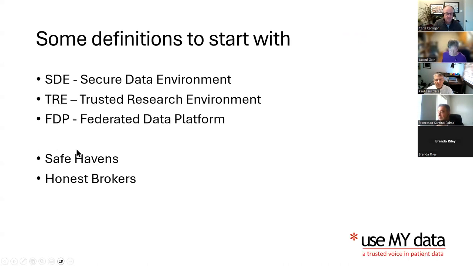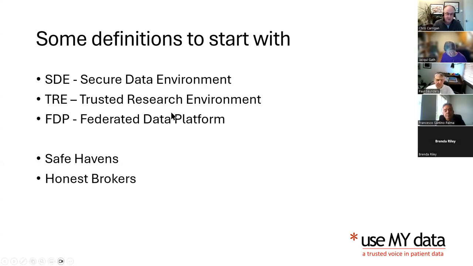So first of all, what do we mean? I try not to use acronyms, but I pasted them in there because that was what arrived in the email that came to me. The first, SDE, is Secure Data Environment. I suspect most of you on here will have heard of that term. The second one, TRE, stands for Trusted Research Environments. The third one stands for Federated Data Platform, which is a specific thing which NHS England have procured. And then the other two, safe havens and honest brokers, are almost self-explanatory, but we'll go into what they are in a minute.